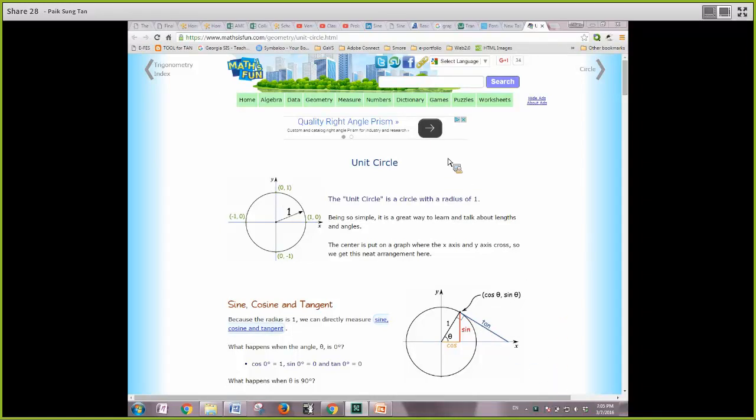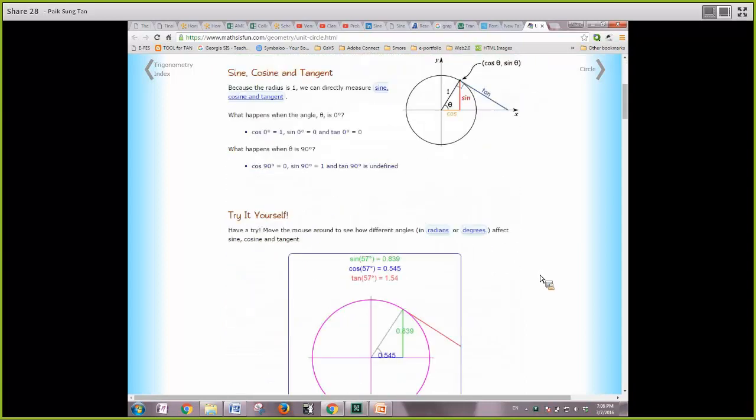So here's a unit circle. The unit circle is a circle with a radius of 1. Being so simple, it is a great way to learn and talk about length and angles. It's used in trigonometry a lot, and the circle is put on a graph where the x and y axis cross, so it starts where the origin is. So we get this neat arrangement here. Because the radius is 1, we can directly measure the sine, cosine and tangent.